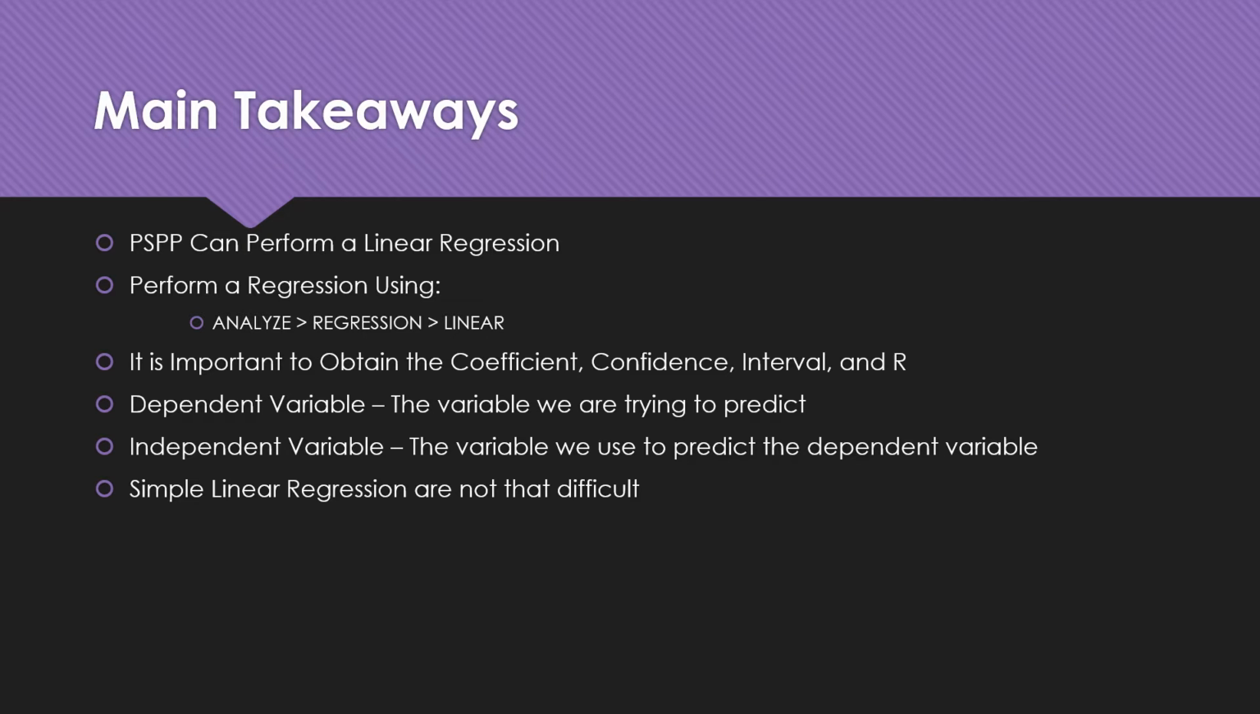What are the main takeaways? Well, we know that PSPP can perform a linear regression. We can perform a regression using analyze, regression, and linear. It is also important to obtain the coefficient, confidence interval, and R. The dependent variable is trying to predict an outcome, while the independent variable can be called the regressor. Finally, simple linear regressions are not that difficult.